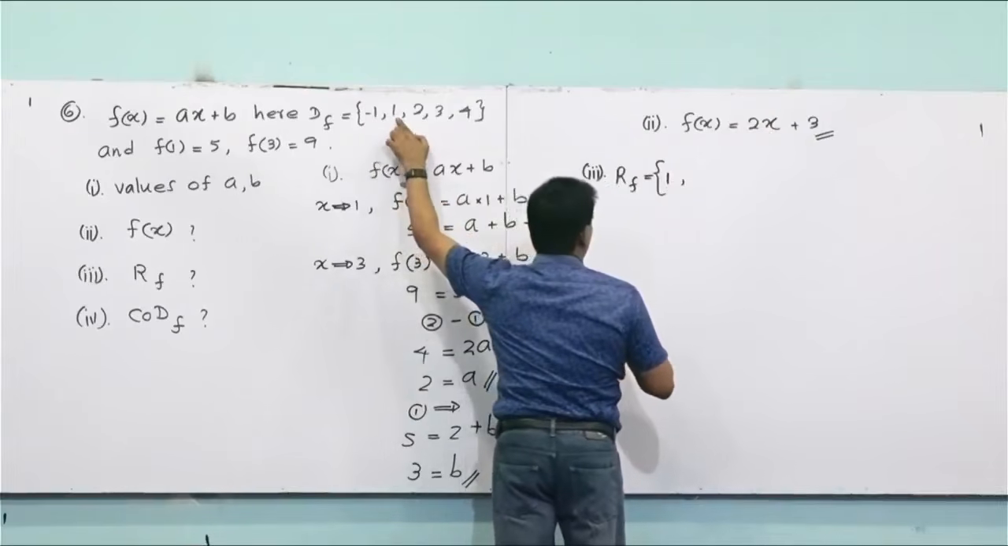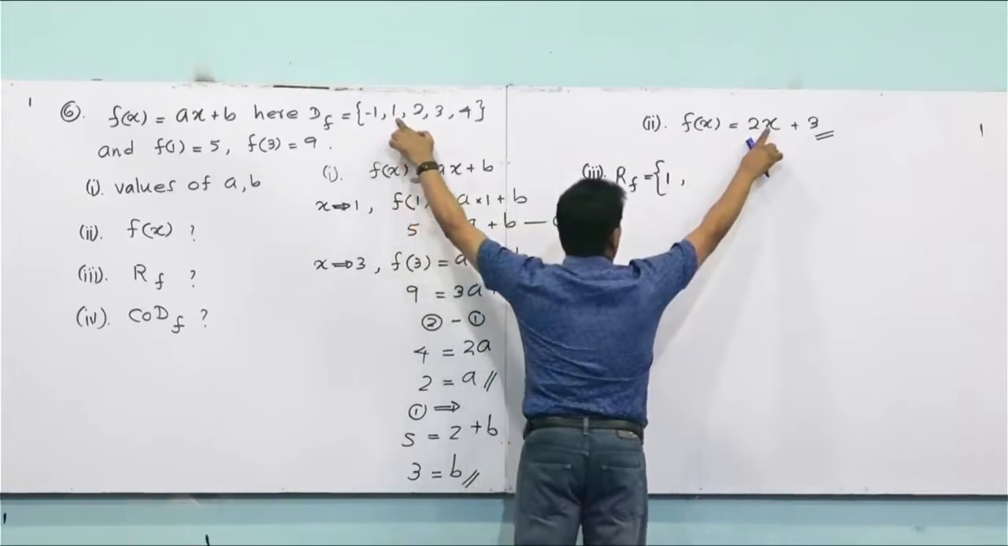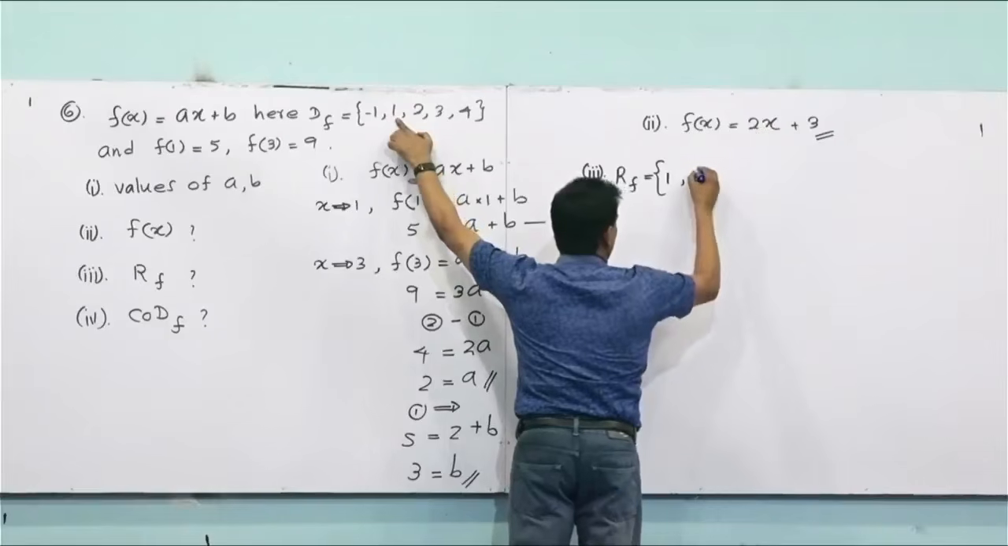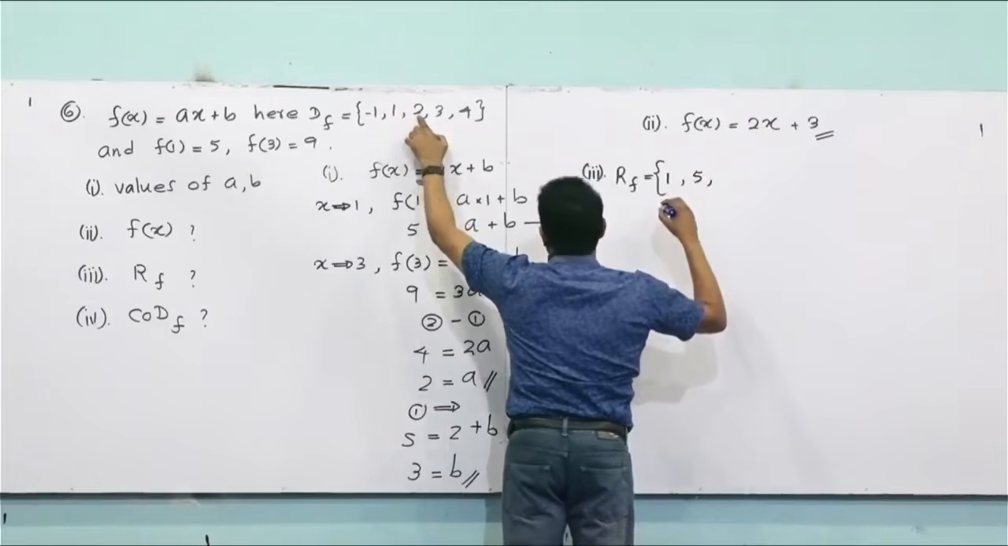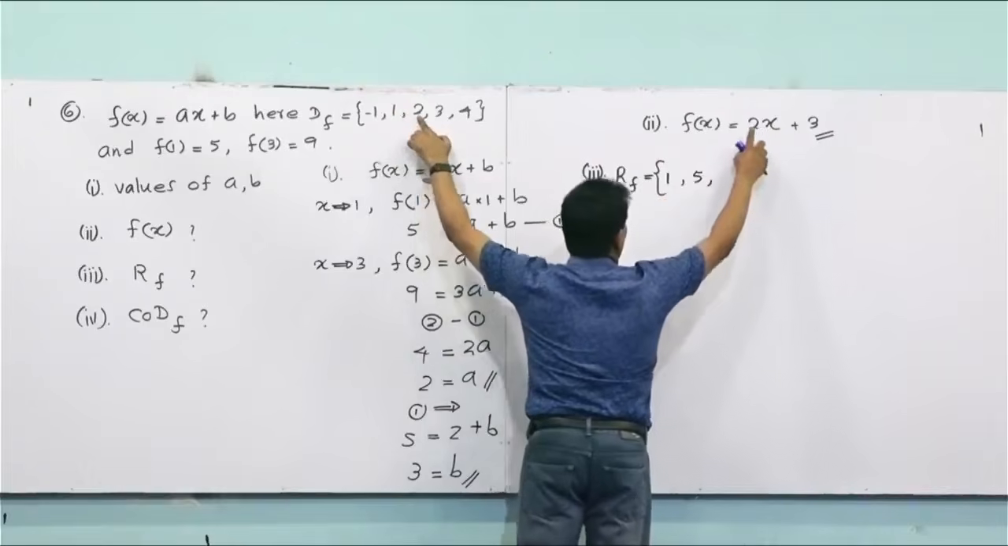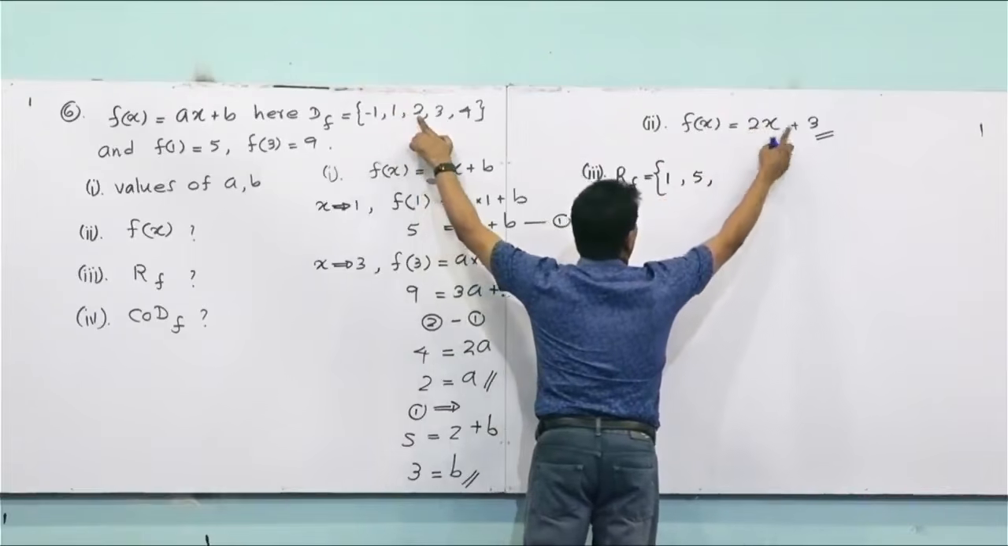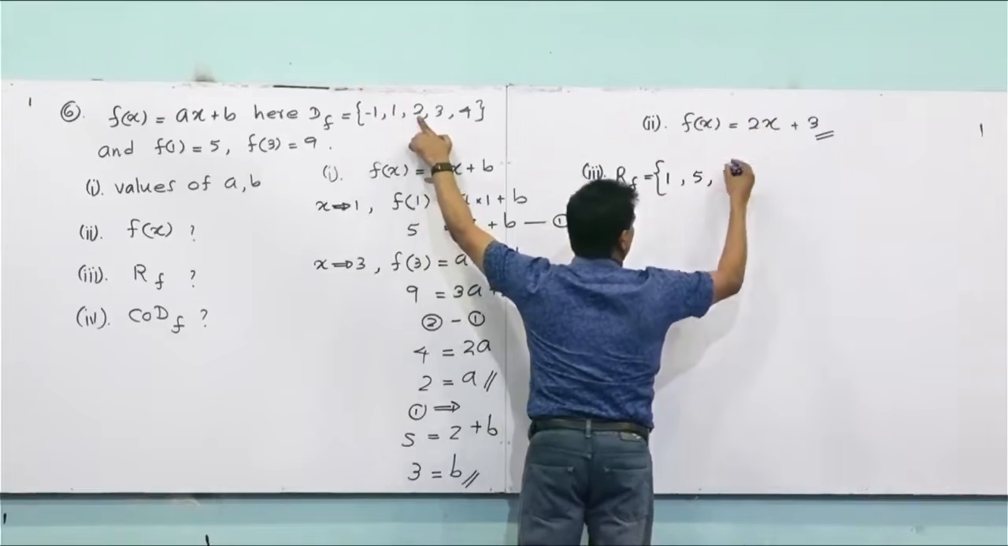And then the image of 1, we put 1 here. Then 2 plus 3 means 5. Then we have to find the image of 2. Then 2 times 2 means 4, 4 plus 3 means 7.